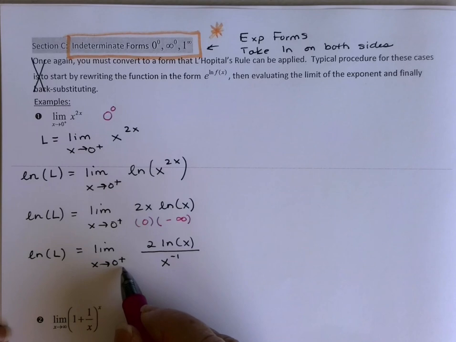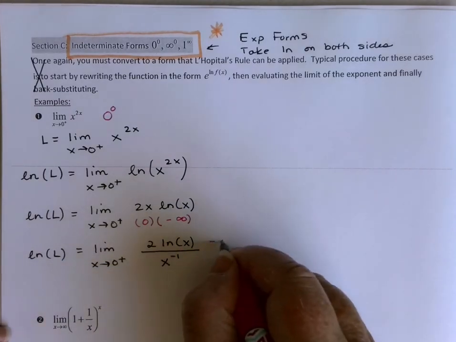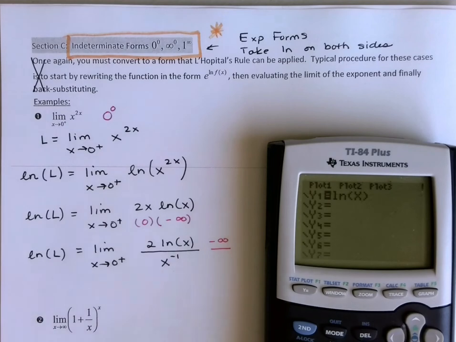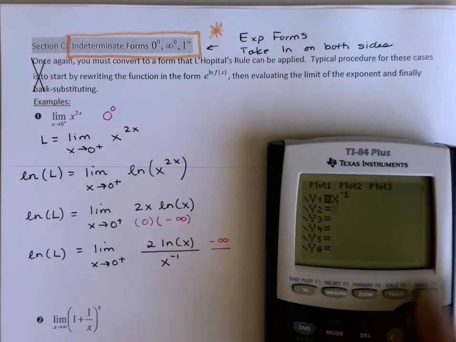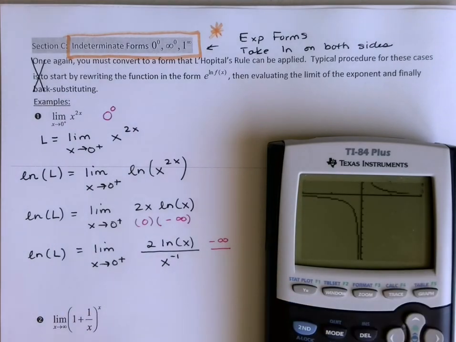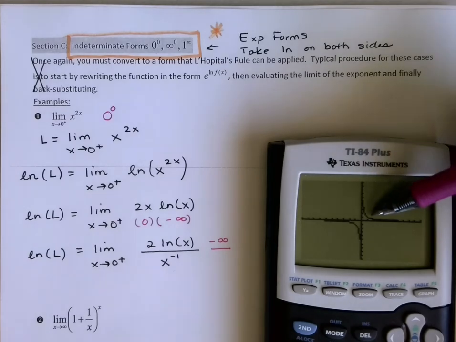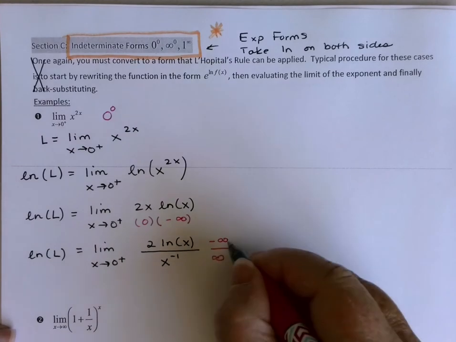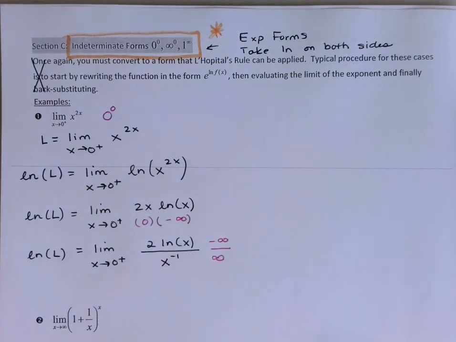Well, let's see. As x goes to 0, we've already said natural log x goes to negative infinity. And what about this? X to the negative first. Probably should change my window. I'm going to do a zoom standard. Here we go. As x goes to 0 from the right, looks like this goes to positive infinity. So I'm finally there. I've got an infinite over an infinite. The signs don't matter. I can finally use L'Hopital's rule.